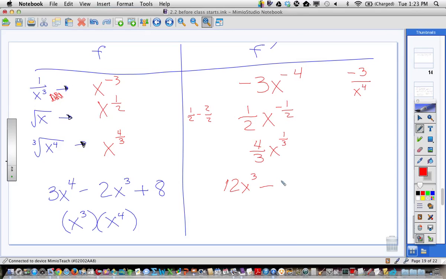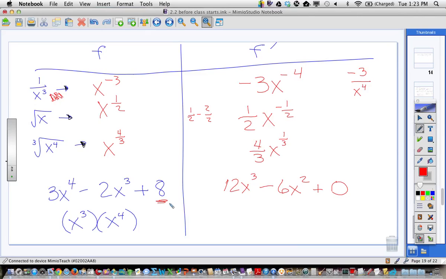minus 6x to the 2nd plus 0. Sorry. You don't have to put the 0, obviously. What did we say the derivative of a constant is? 0. Derivative of 8, 8 is just a horizontal line.